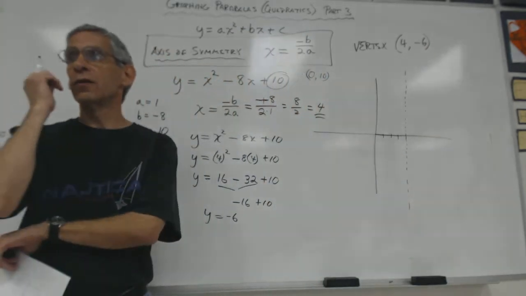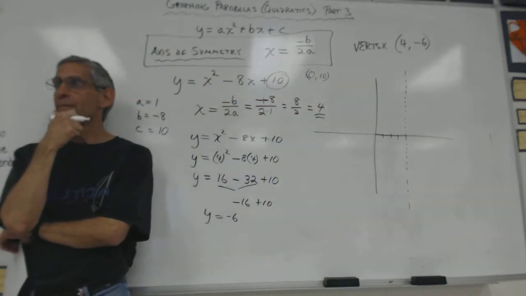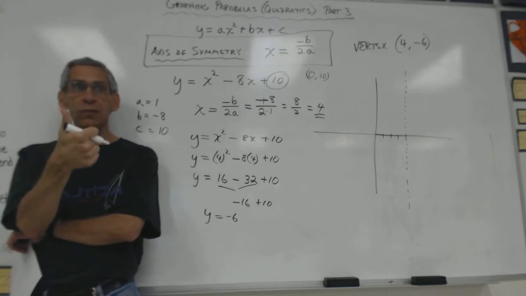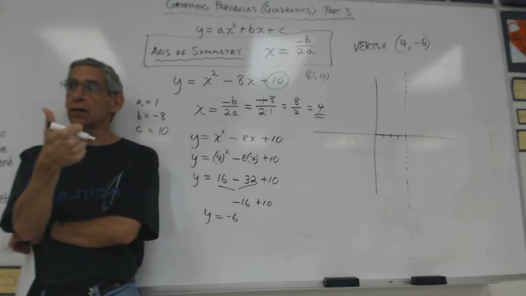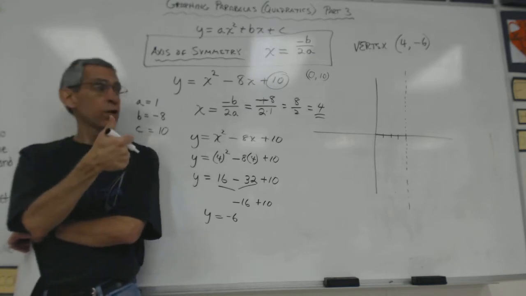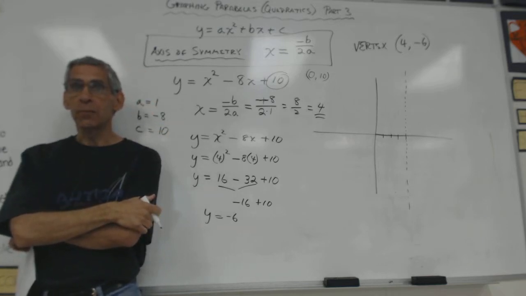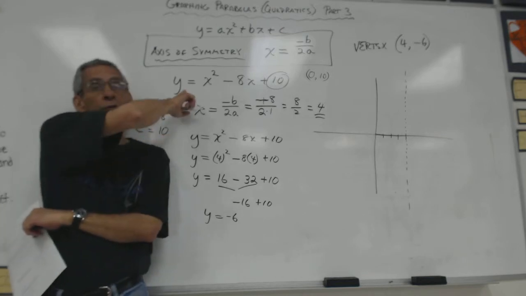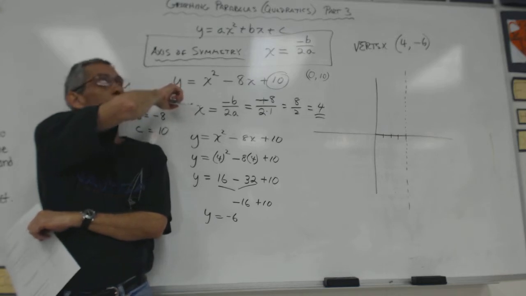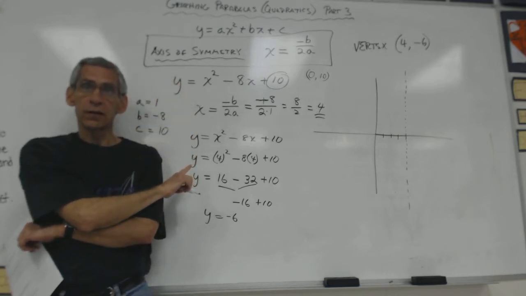Do you guys understand how we got that? We used the axis of symmetry to find the x of my vertex. We went over and drew my axis of symmetry at 4, up and down, dotted line. And then I plugged that 4 in for x in my original equation. And that gave me my y. Does that make sense? You see it?